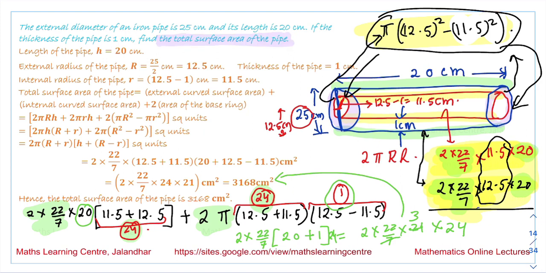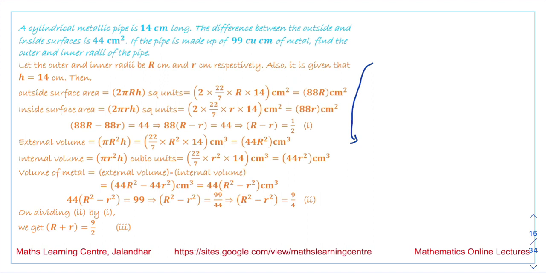Next, it is given that a cylindrical metallic pipe is 14 centimeter long. The difference between the outside and inside surfaces is 44 centimeter square. If the pipe is made up of 99 cubic centimeters of metal, we have to find the outer and inner radius of the pipe. So we are talking about a pipe, and its inner and outer radii we have to calculate.